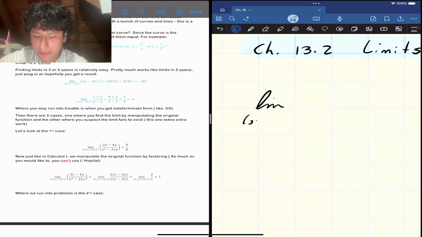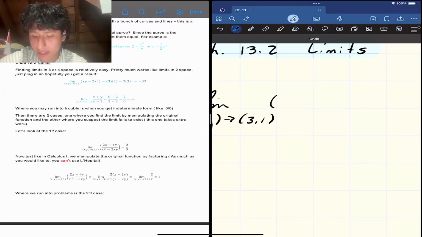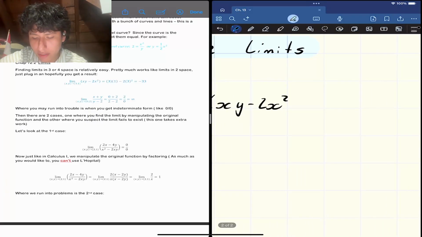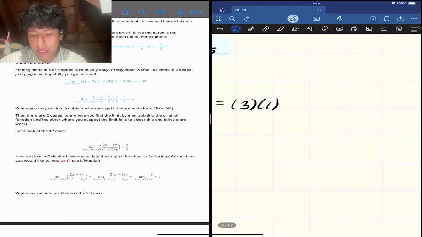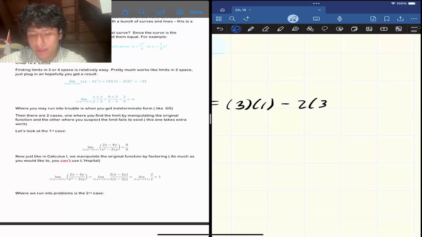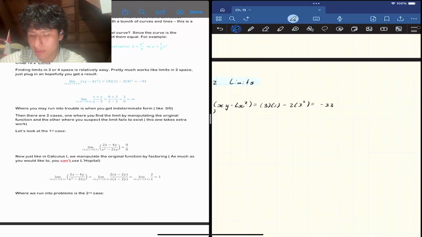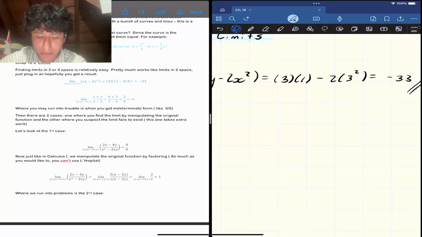So limit of x comma y as they approach 3 comma 1 of xy minus 2x squared is equal to 3 times... here's just actually plugging in, direct substitution, and hope it works. 2 times 3 squared. The value of this exists, so I'm guessing this is what the limit would be equal to in this case.